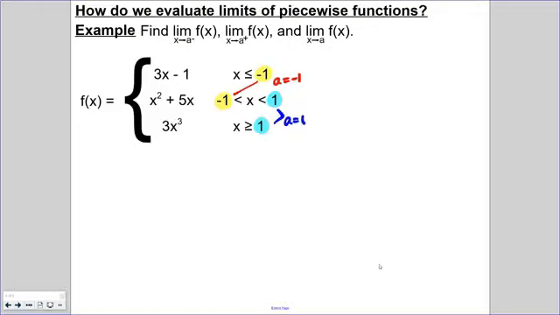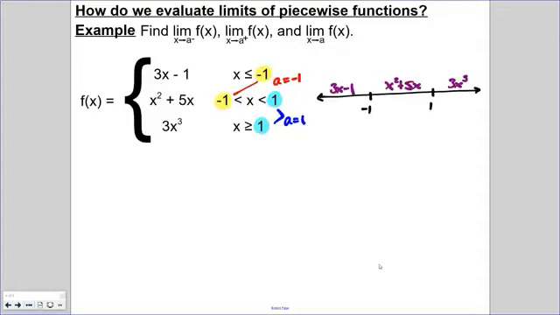Now, since we are trying to find the limit from the left, the limit from the right, and the two-sided limit, I usually find it helpful to draw a number line and then actually put my pieces on the number line. So we've determined that our a values are -1 and +1. And we know that when x is less than or equal to -1, we're going to be using the expression 3x minus 1 to calculate our output. When our inputs are in between -1 and 1, we're going to be using x squared plus 5x. And then when x is greater than or equal to 1, we're going to be using the expression x cubed to find our output.